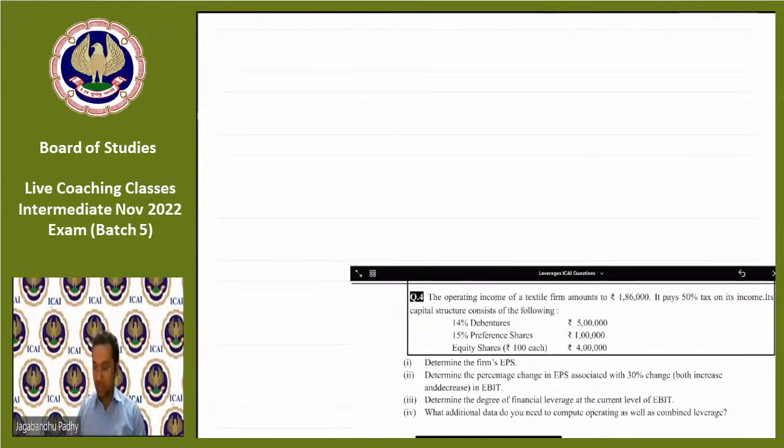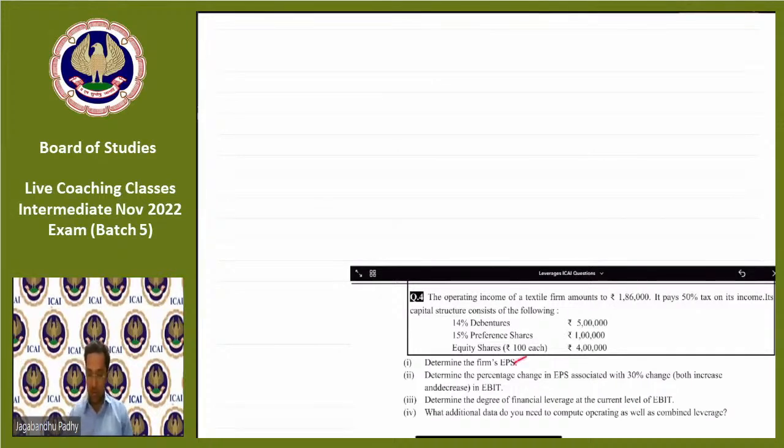The operating income of a textile firm amounts to 1,86,000. It pays 50% tax on its income. Its capital structure consists of the following: 14% debentures of 5 lakh, 15% preference shares of 1 lakh, equity shares of 4 lakh. We want to know what will be the firm's earnings per share. We want to know the percentage change in EPS associated with 30% change, both increase and decrease, in EBIT.